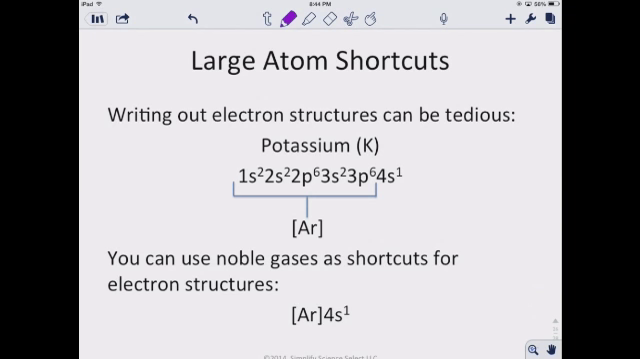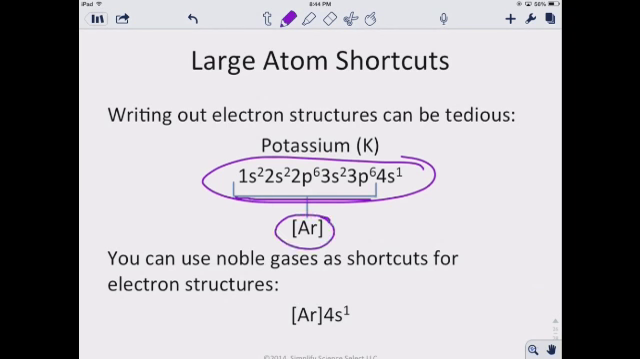So for potassium, instead of writing this whole thing, if you look, the 1s2, 2s2, 2p6, 3s2, 3p6, that's 18 electrons. That's argon. The only thing that you can put in brackets is a noble gas. That's why it's called the noble gas notation. It's just a shorthand, shortcut version. So instead of writing that whole thing out, all we could do is just put argon. That represents the first 18 electrons, and then finish with the last part of the electron configuration, 4s1.